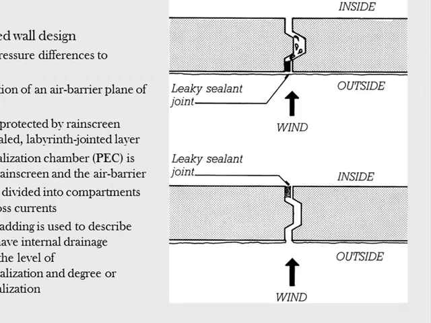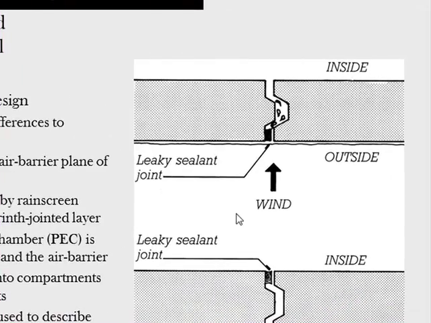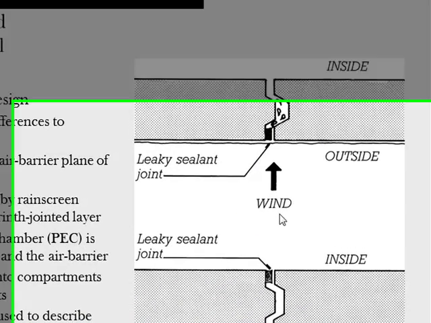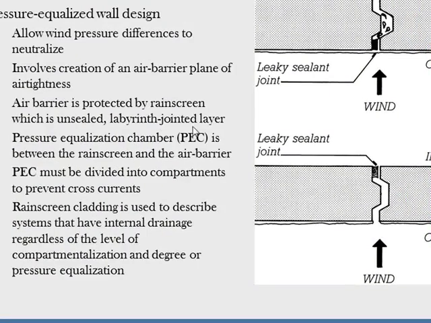Rain screen cladding and pressure equalized wall design. This allows the wind pressure differences to neutralize. You've got the wind coming in, outside, inside. There's a little pressure chamber in there. It's called the PEC. Whenever you see that, it's called a pressure equalization chamber.